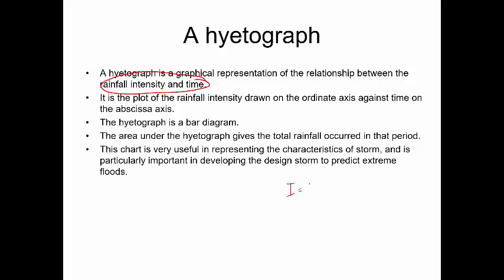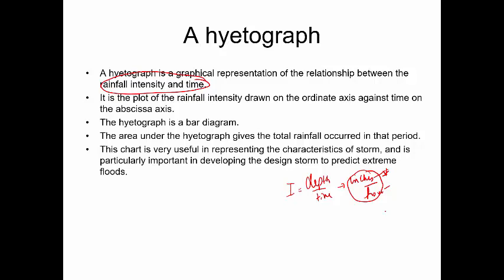So it's usually the depth divided by time, whether it's inches per hour or millimeters per hour. It's how intense the rain is. So it's inches per hour. So if you have a high intensity, that means you have high depth in a short amount of time.